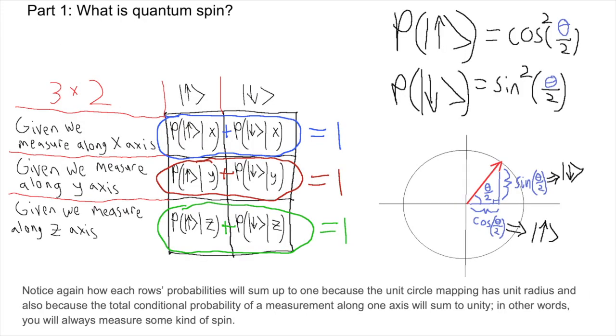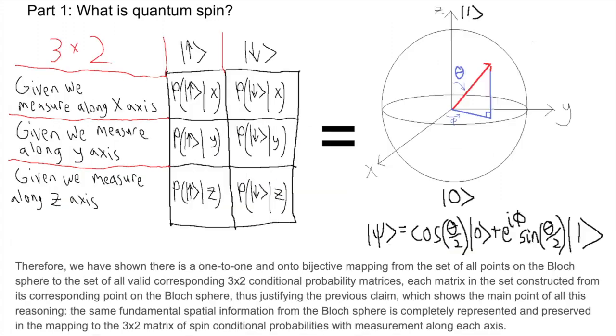Notice again how each row's probabilities will sum up to 1, because the unit circle mapping has unit radius, and also because the total conditional probability of a measurement along one axis will sum to unity. In other words, you will always measure some kind of spin. Therefore, we have shown there is a 1-to-1 and onto bijective mapping from the set of all points on the Bloch sphere to the set of all valid corresponding 3x2 conditional probability matrices, each matrix in the set constructed from its corresponding point on the Bloch sphere, thus justifying the previous claim, which shows the main point of all this reasoning.